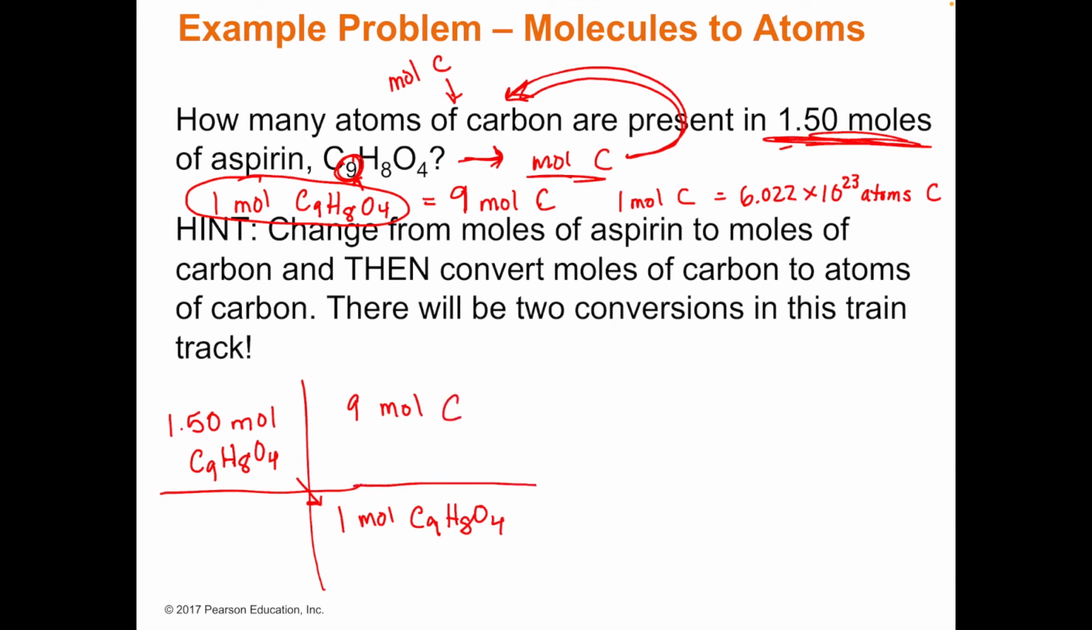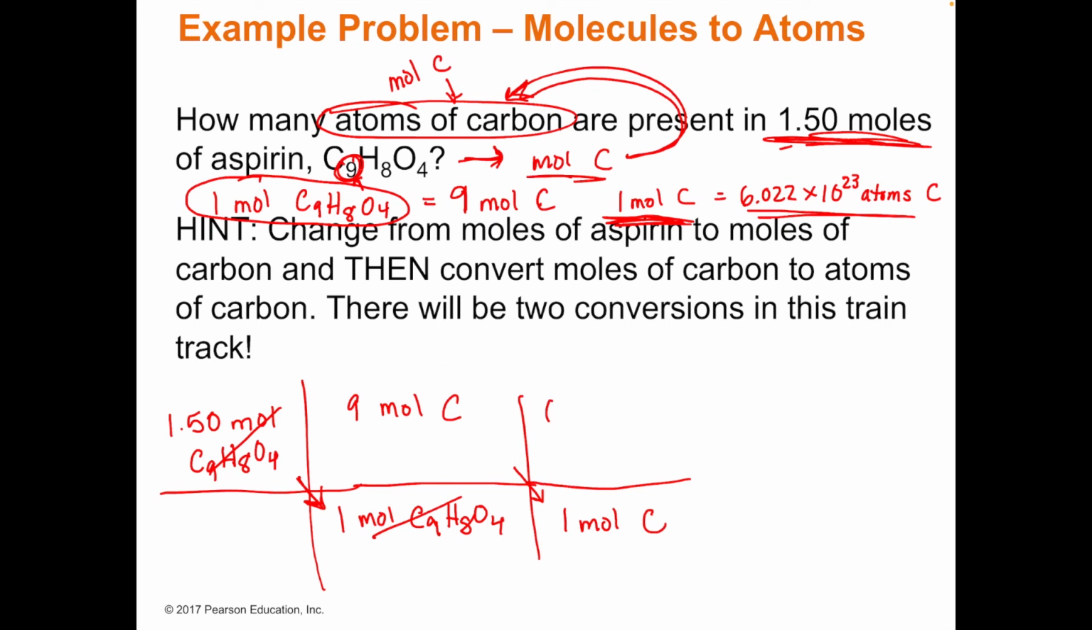Okay, so we used this first conversion factor, the 1 mole of aspirin equals 9 moles of carbon. We put 1 mole of aspirin on the bottom because it needed to cancel, and that 9 moles of carbon on the top because that's what it's equal to. But now, right, we need to keep going because we're looking for atoms of carbon, and so far we've only found moles of carbon. So we will continue our train track, and we'll use Avogadro's number. Moles of carbon has to cancel moles of carbon down and to the right. So that means that this 1 mole of carbon will go on the bottom, and that Avogadro's number, right, 6.022 times 10 to the 23rd atoms of carbon, that will go on the top.